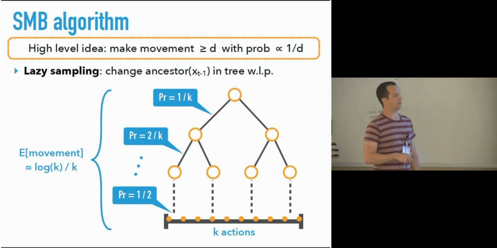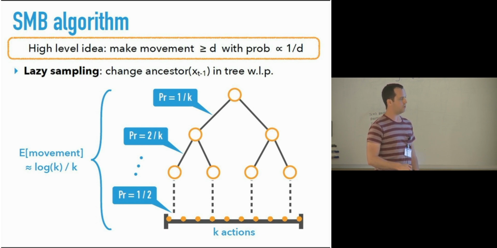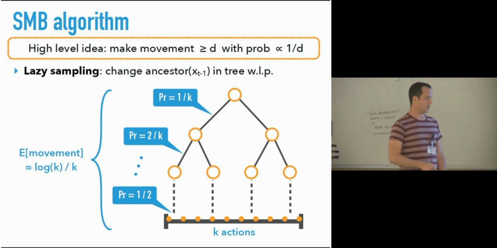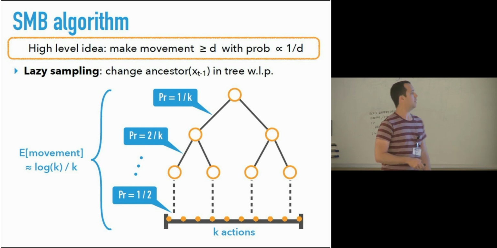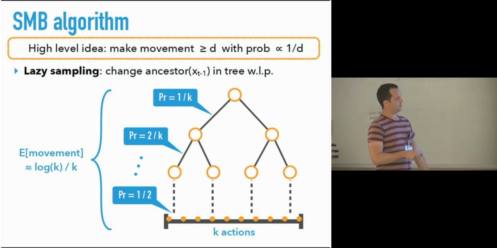Now the idea is to employ some lazy sampling technique that keeps the ancestor from the previous round with very high probability. So we will keep the ancestor of our previous action from last round on the top level. We will switch it with low probability of 1 over k. We will switch the ancestor in the next level with probability 2 over k, and so on and so forth. And we will accept changes in the bottommost layer with high probability, let's say 1/2. So we will allow frequent updates in the bottom layer, but infrequent changes in the top layer. And a simple argument shows that the expected movement cost is roughly 1 over k up to a log factor.